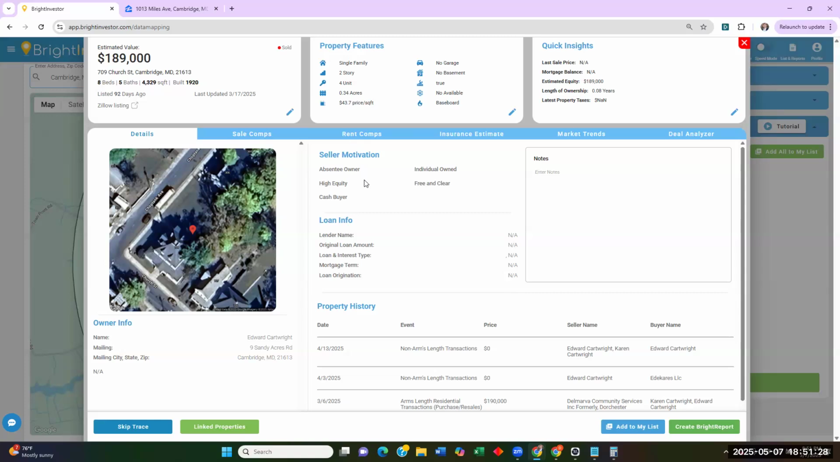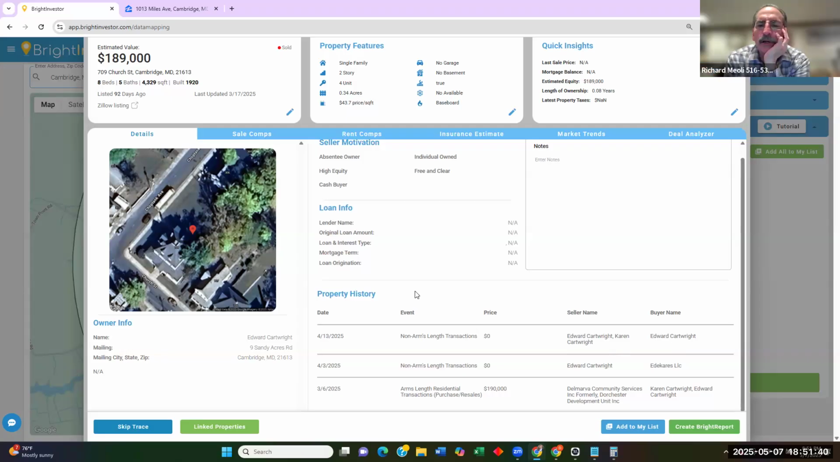And so in this situation, this is an absentee owner. This guy who doesn't live there bought it in cash. Wait a second. The seller saw the same thing I saw. Edward and Karen became Edward.